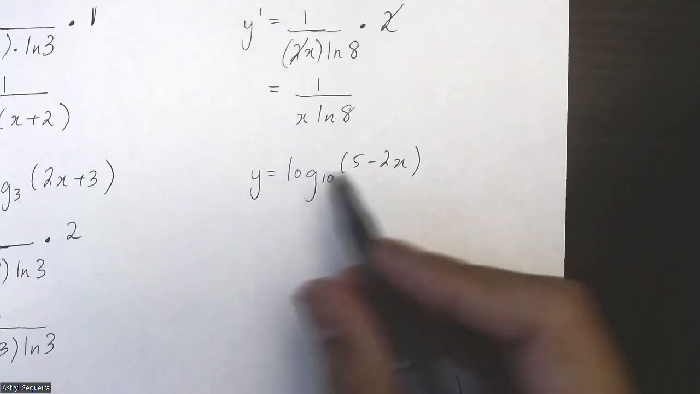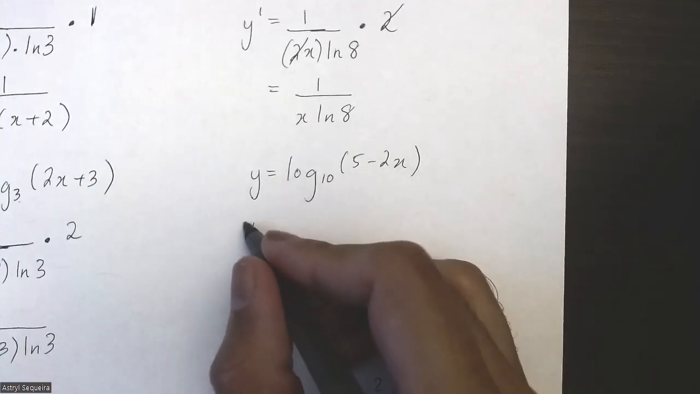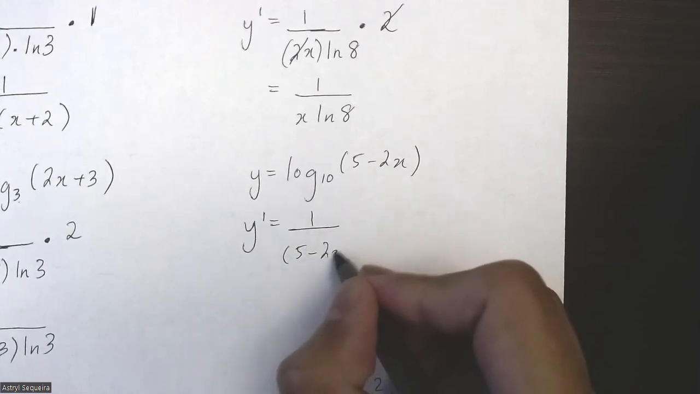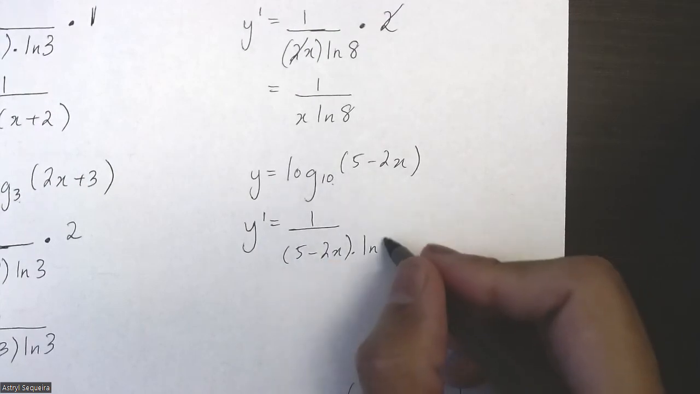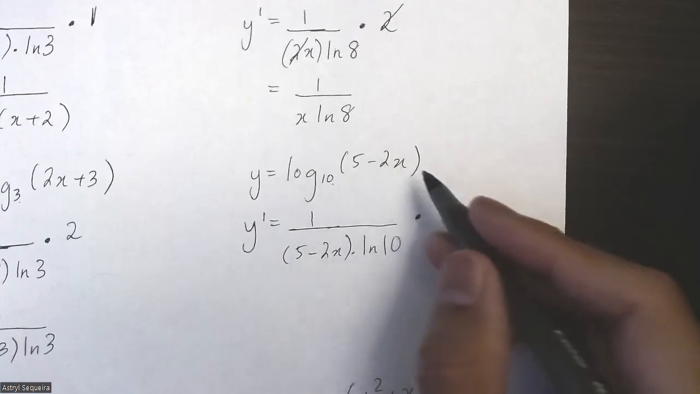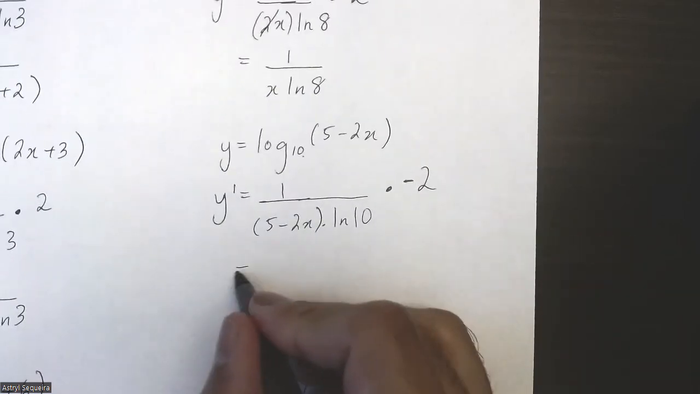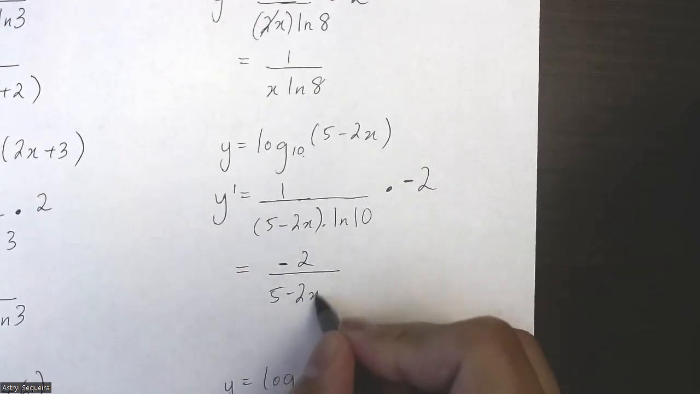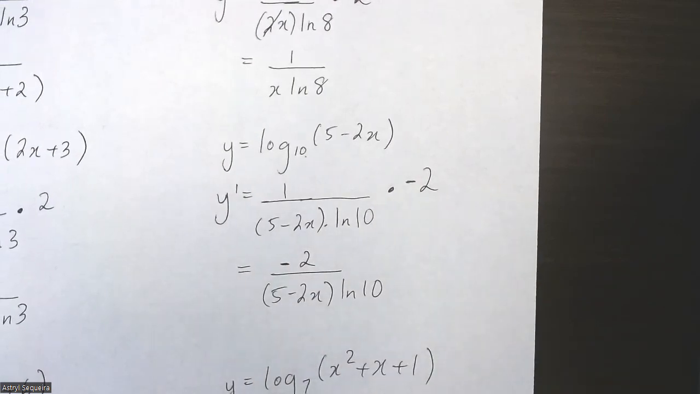Fourth one here, same idea, although it's a bit easier now. I'm going to have 1 over inside the bracket times ln of my base, which is 10. Then this is going to multiply with the derivation of the inside of the bracket here, which is just -2. My final answer will be -2 over 5 minus 2x and ln 10.